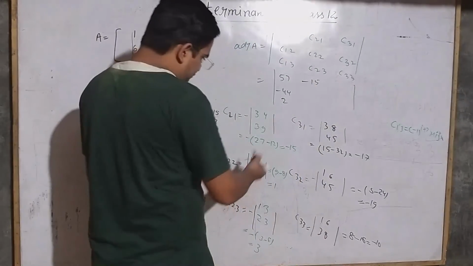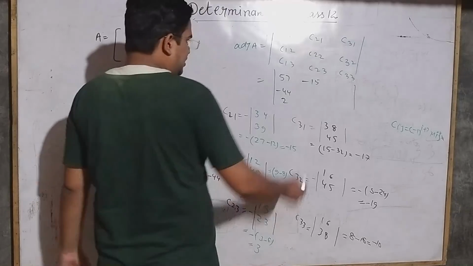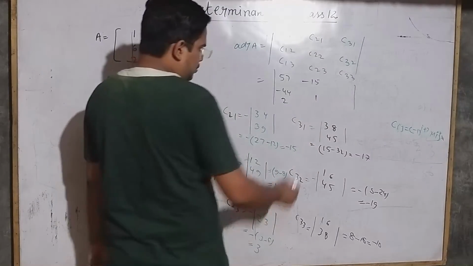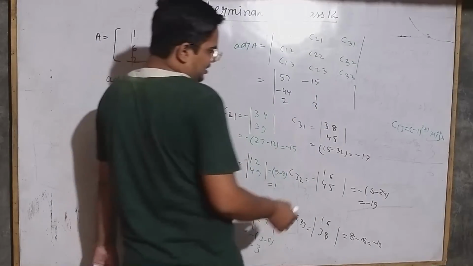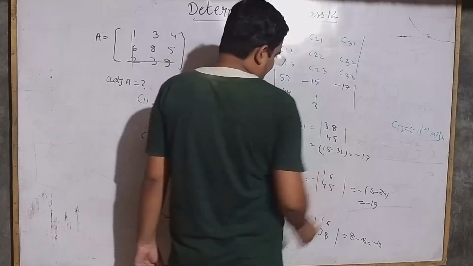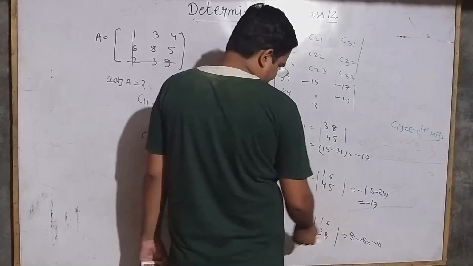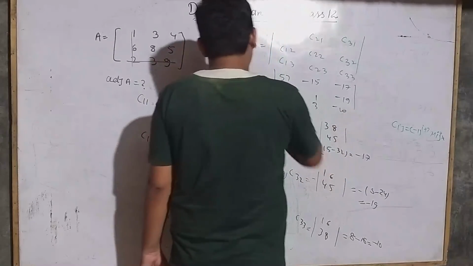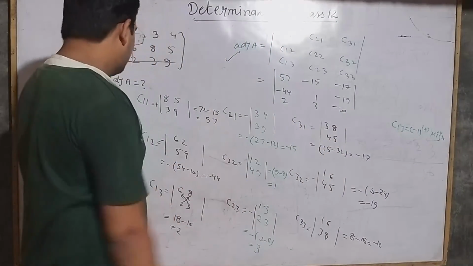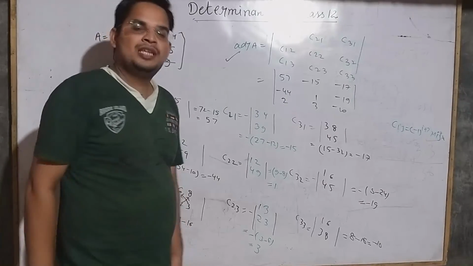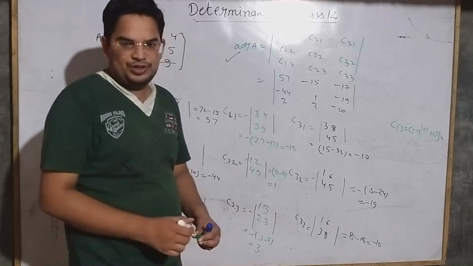And after this, C22 is 1. C23 is 3. And after this, C31 is minus 17. And after this, C32 is minus 19. And the last one, C33 is minus 10. So this is the adjoint of any matrix. With the help of this condition, you can find the adjoint of any matrix. Are you getting my point? Okay, I hope you are getting my point.